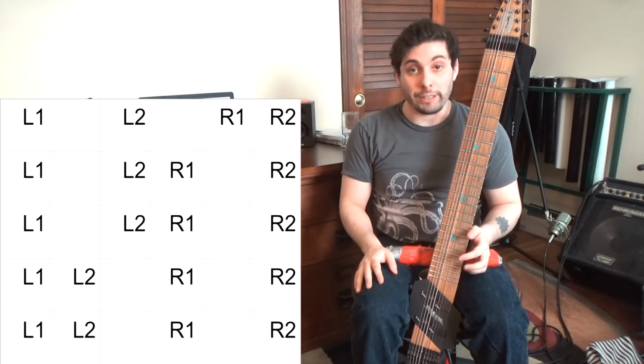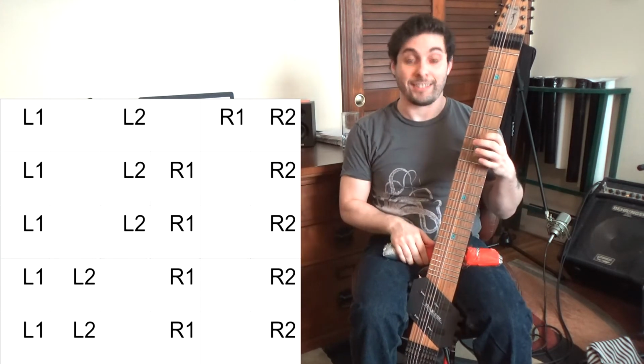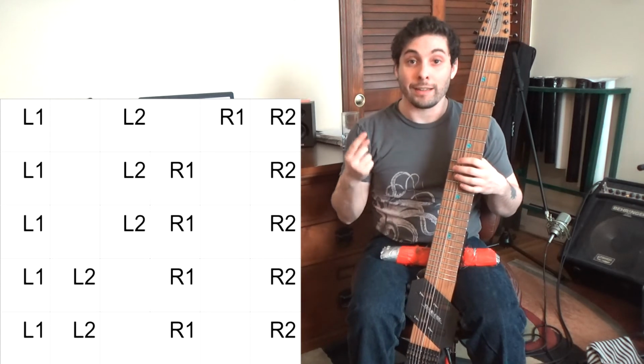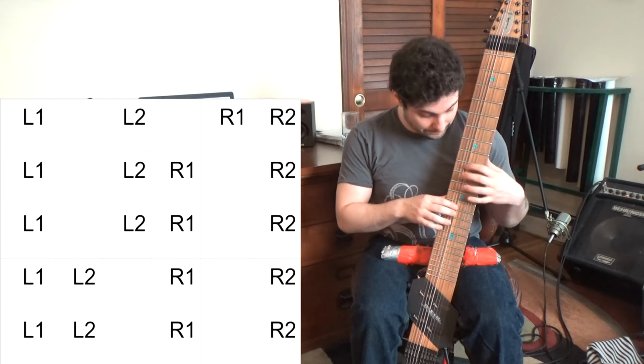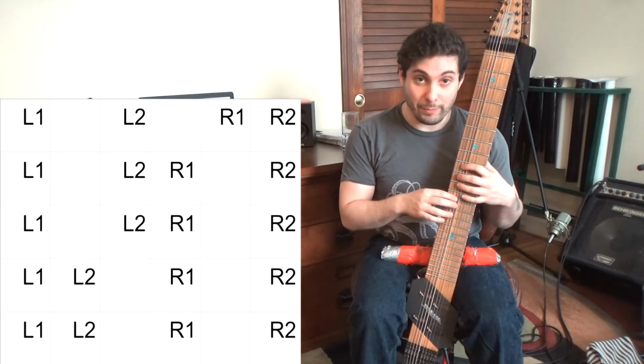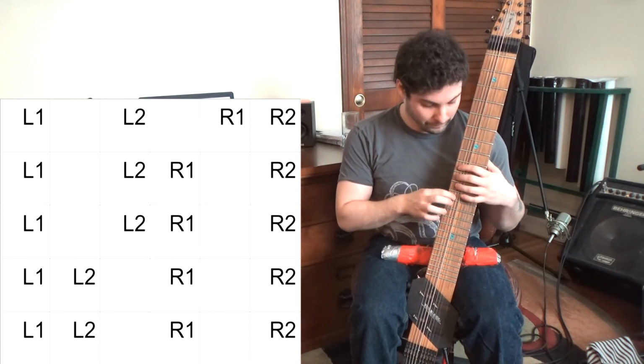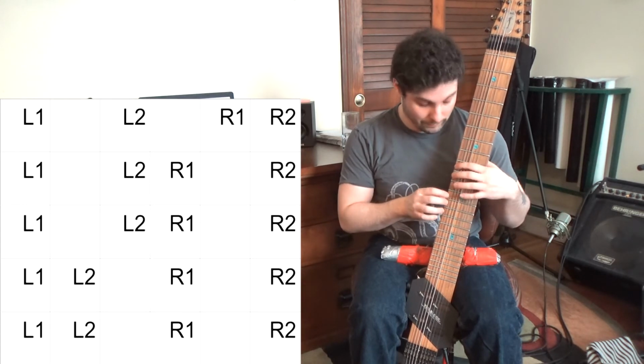Next up we have the Mixolydian mode, which starts on the 2nd AC. So we've got AC, CB, CB, BA, BA.